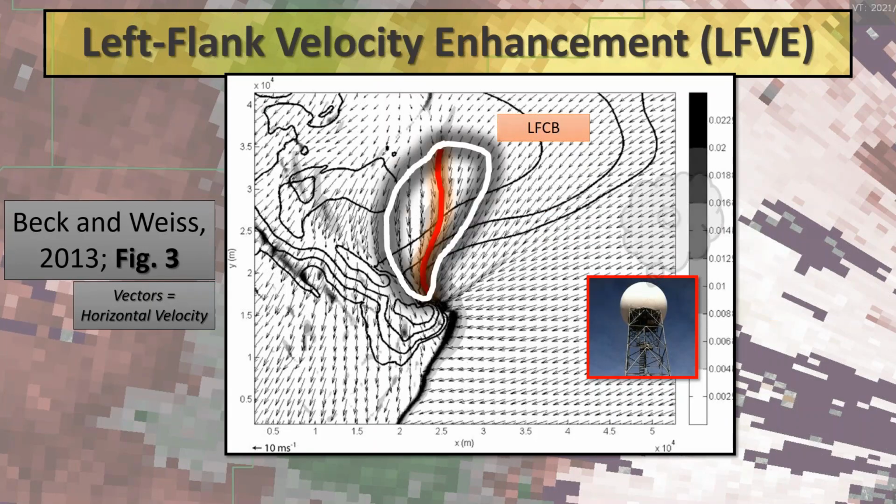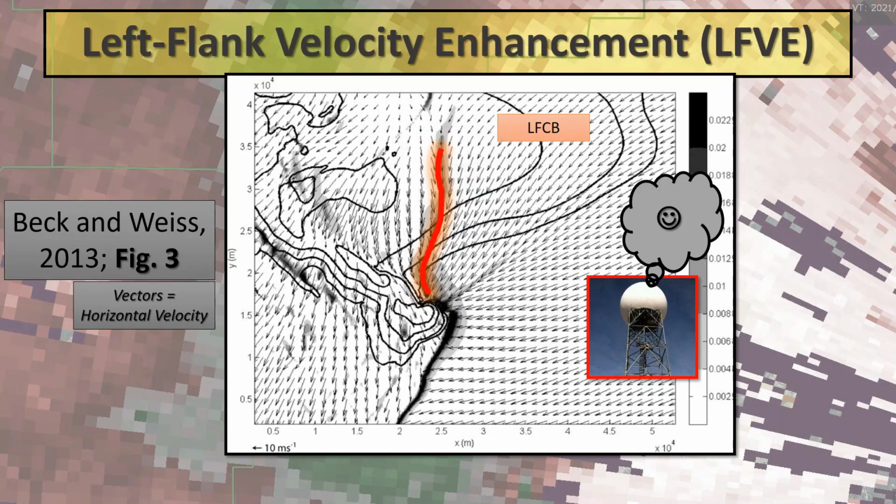So further looking at the Beck and Weiss research, they found that the resultant horizontal velocity does indeed flow along and on the cool side of that left flank convergent boundary, again, towards and through the hook echo, converging under the low level mesocyclone. And this is again in cases of supercells that produce tornadoes.